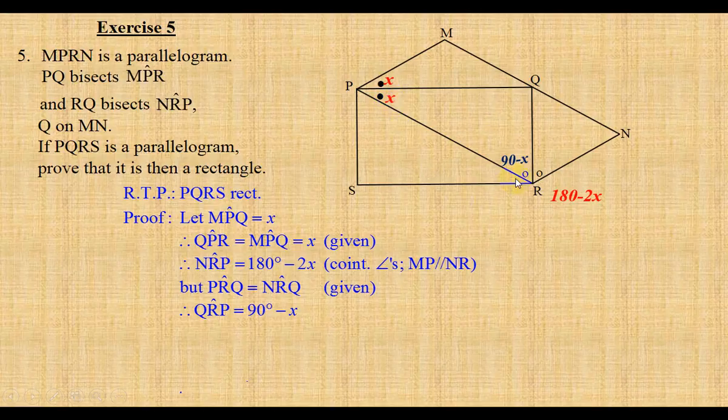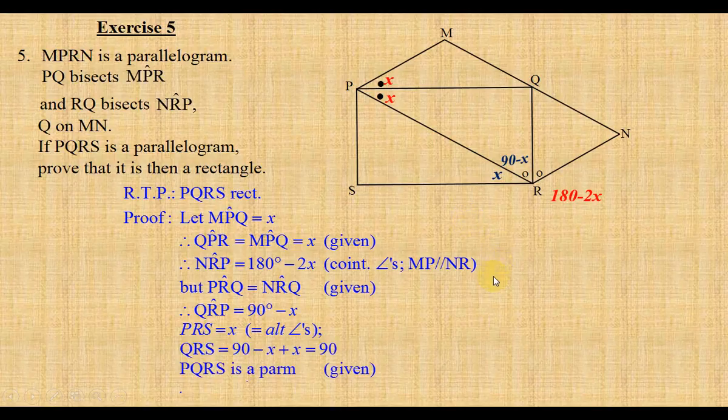Now if we look at the figure, angle QPR, we've proved that it is x. Surely we can find this angle here, which is SRP, by alternate angles. So PRS, or SRP, is equal to x because of alternate angles. Now, if we look at this angle QRS and we calculate that algebraically, we would come out with 90 minus x plus x, which I have written down, which is actually equal to 90 degrees.